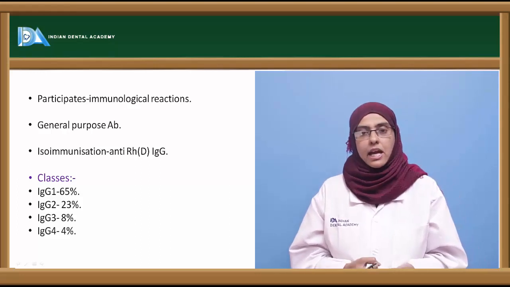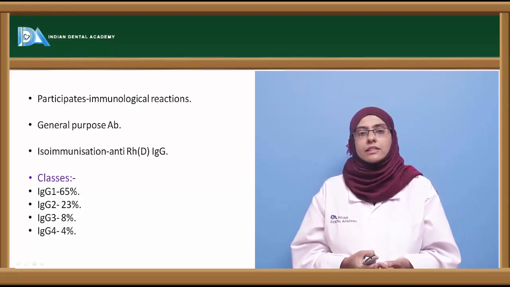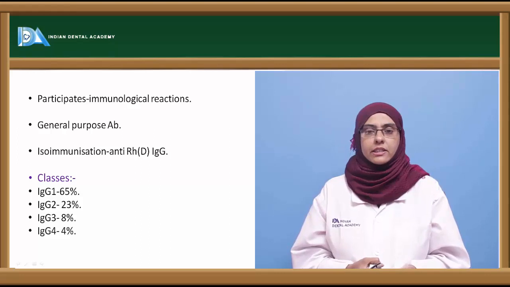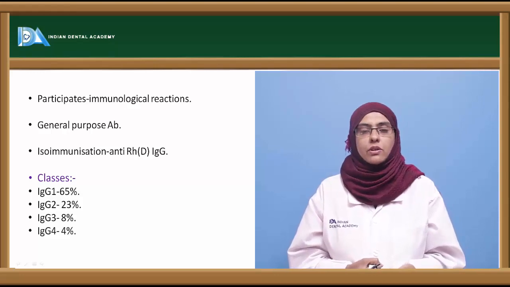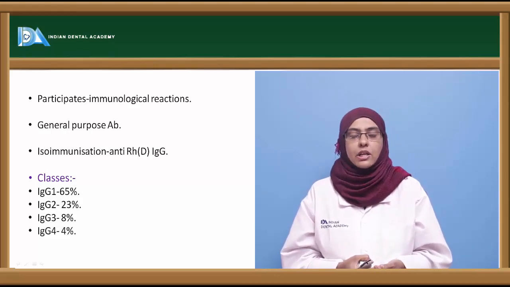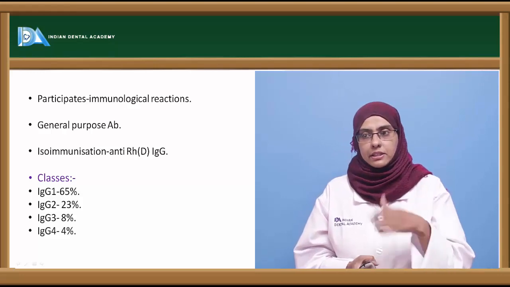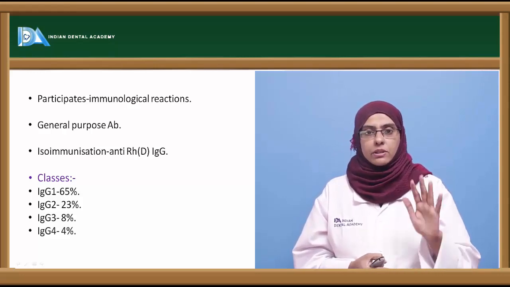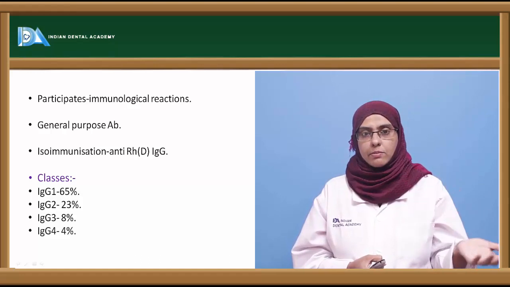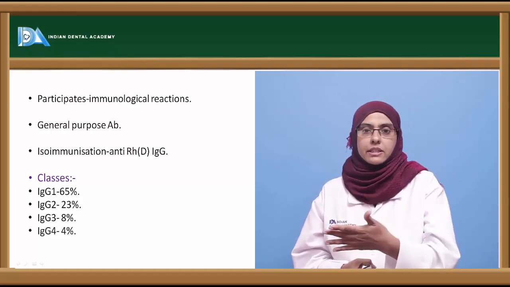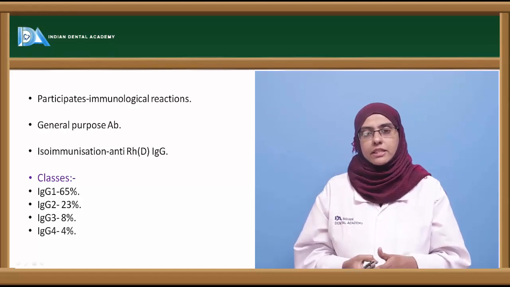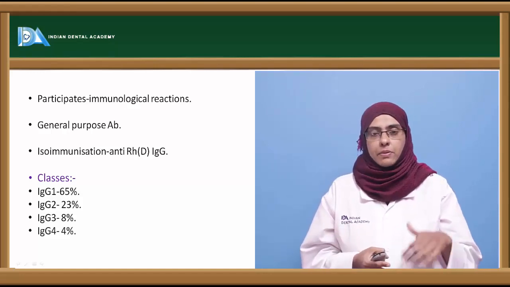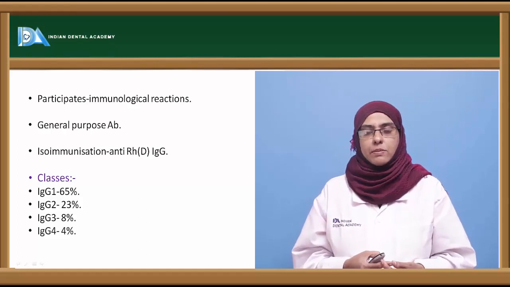And this is the antibody that is mostly given as isoimmunization, or anti-RhD IgG, to a lady to overcome this disorder which is called erythroblastosis fetalis. So immediately after the delivery, this type of antibody is given to suppress the production of antibodies that kill the baby in the next pregnancy. That is called erythroblastosis fetalis. So isoimmunization with this IgG antibody prevents erythroblastosis fetalis in a pregnant lady.